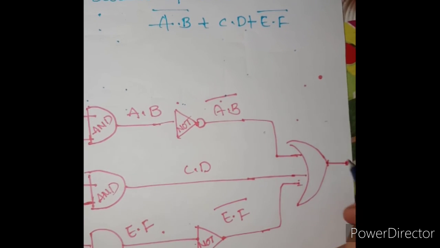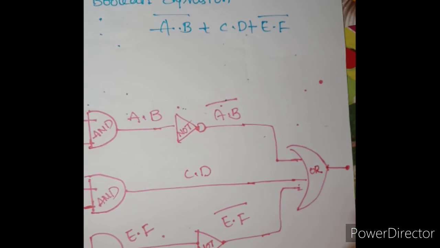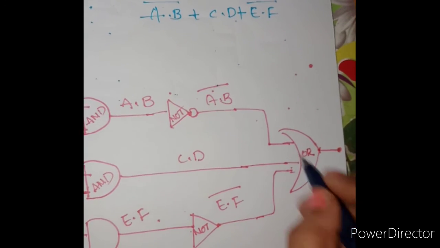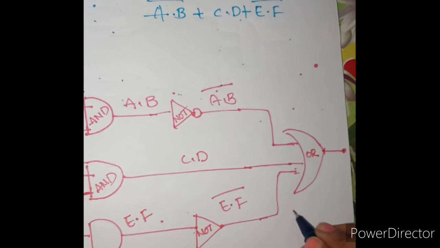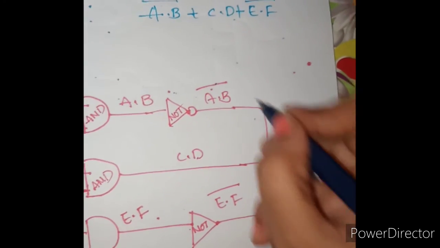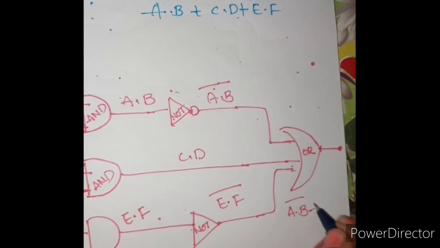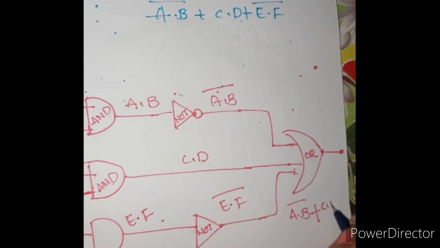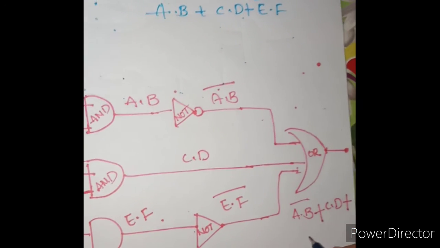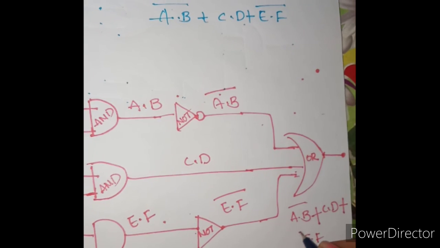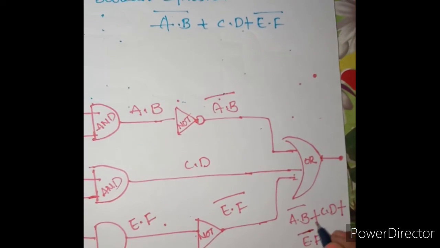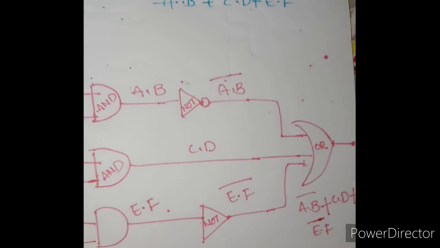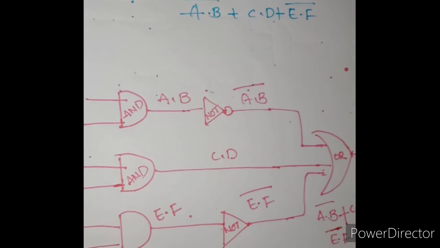See here. Finally, the output of the OR gate is a dot b bar plus, the OR gate is represented by the plus, c dot d plus e dot f bar. This is the expression. See here, this one and that one are the same. This is the digital logic circuits explanation.